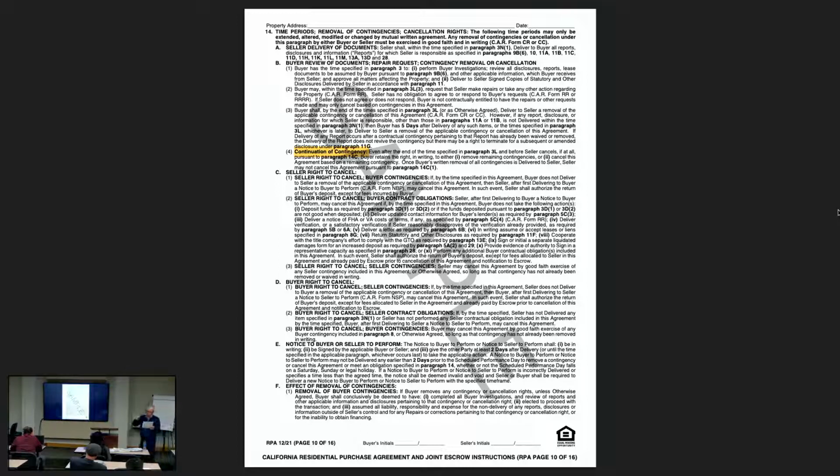Then it goes on to say, and this is new, if the notice to buyer to perform or notice to seller to perform is incorrectly delivered or specifies a time less than the agreed time, the notice shall be deemed invalid and void, and seller or buyer shall be required to deliver a new notice to buyer to perform or notice to seller to perform with a specified time frame. So that's new language. So it's best just to wait till it's due, and if it hasn't been done, then do it.